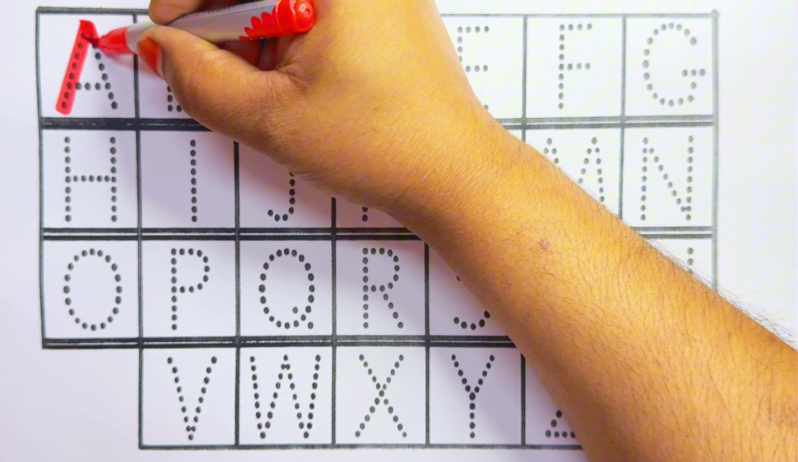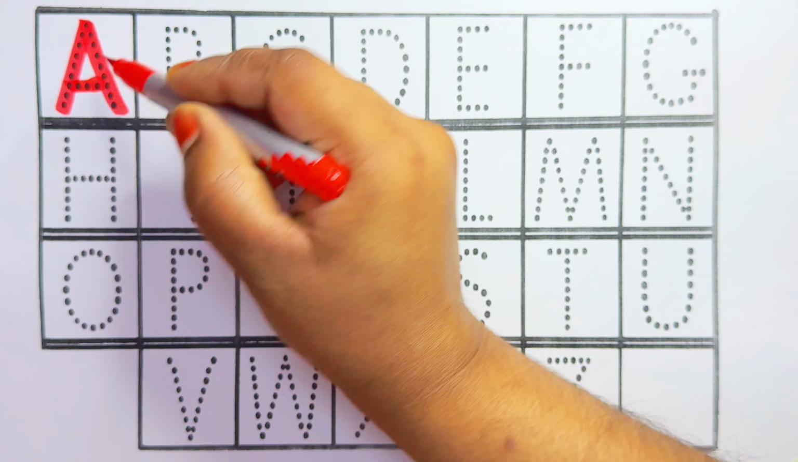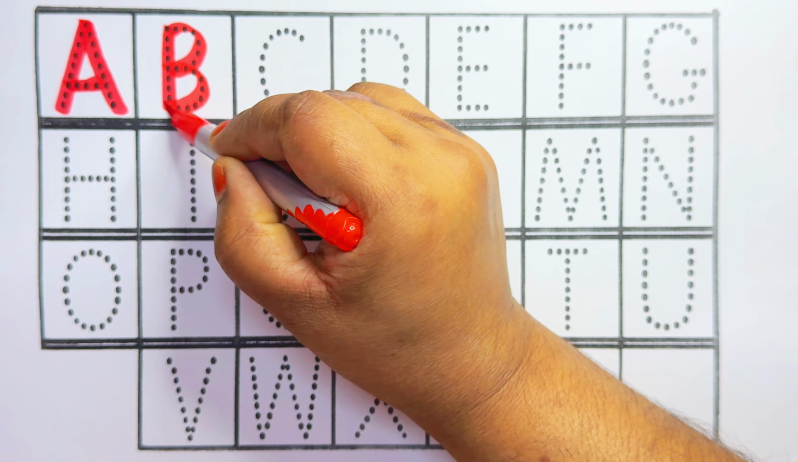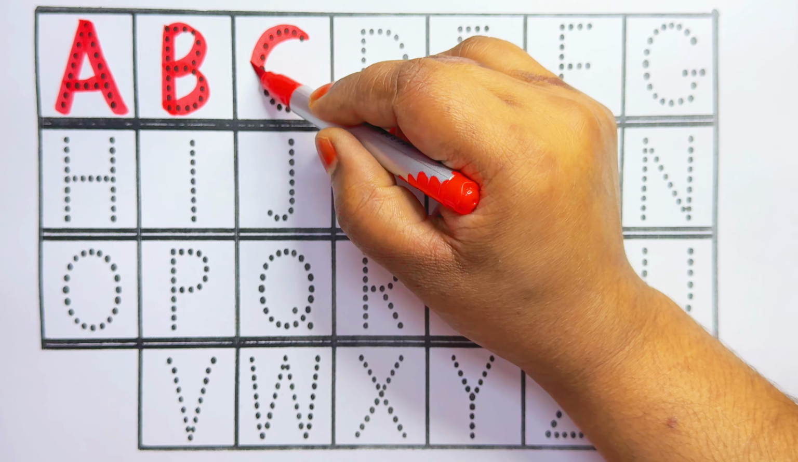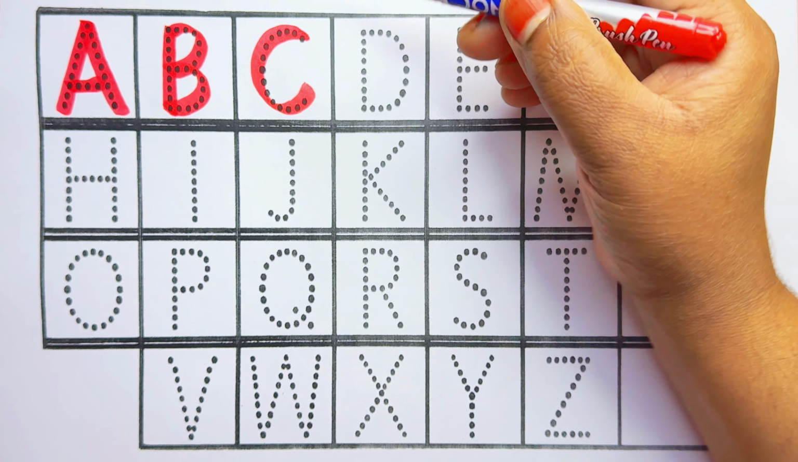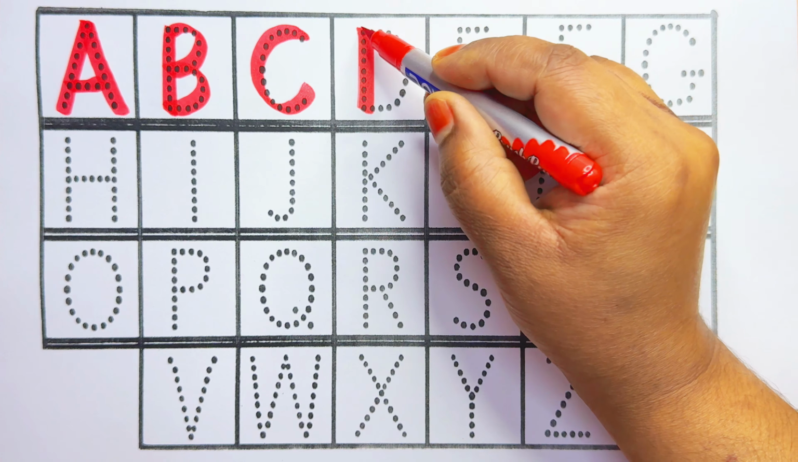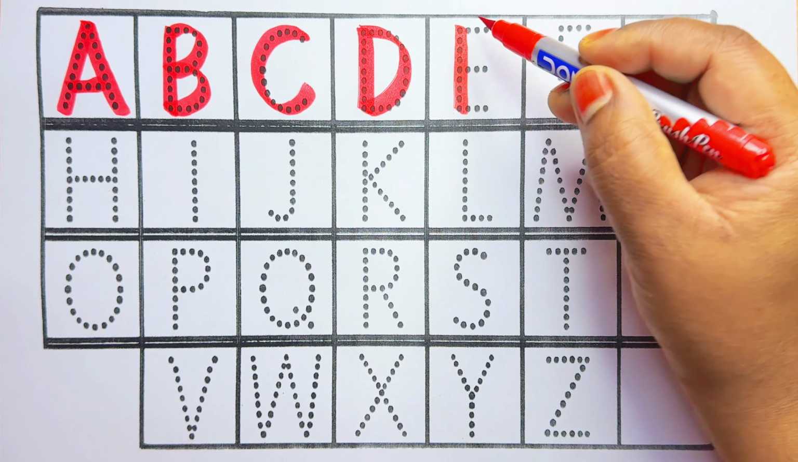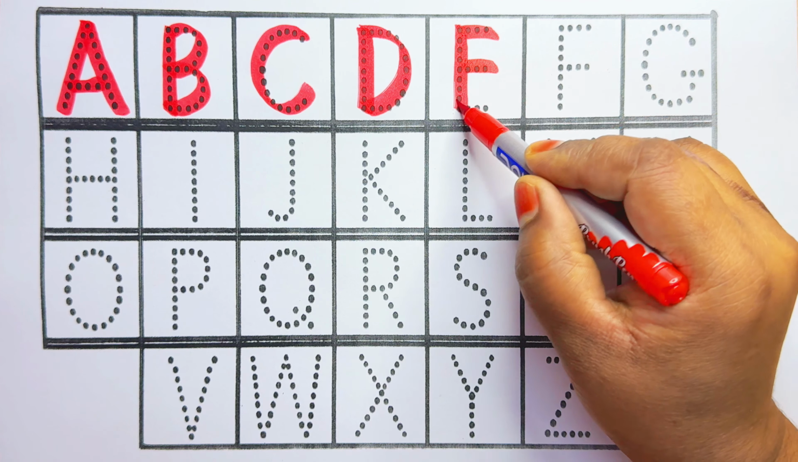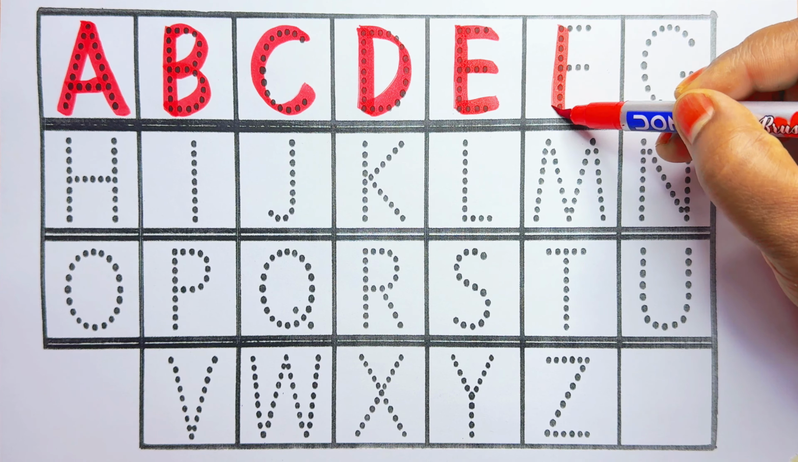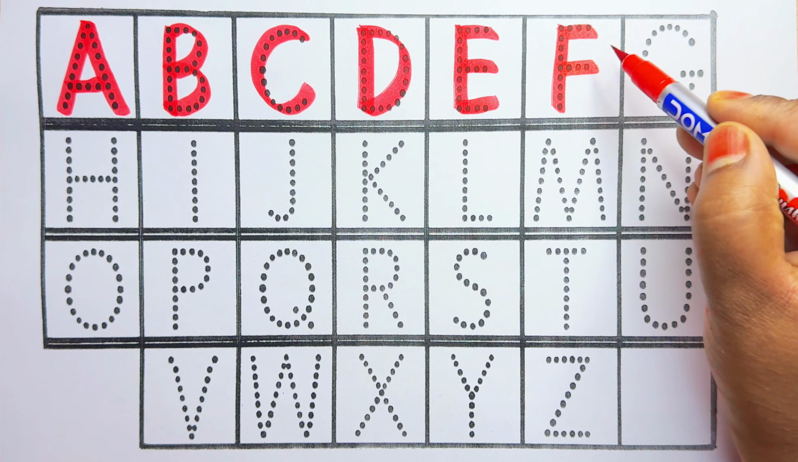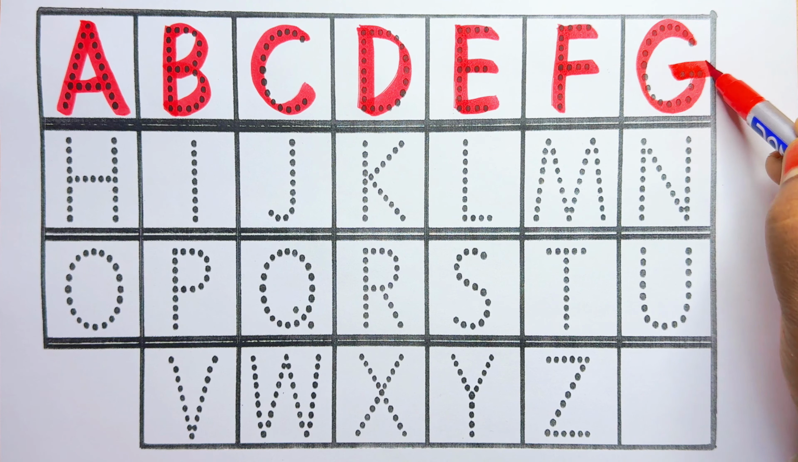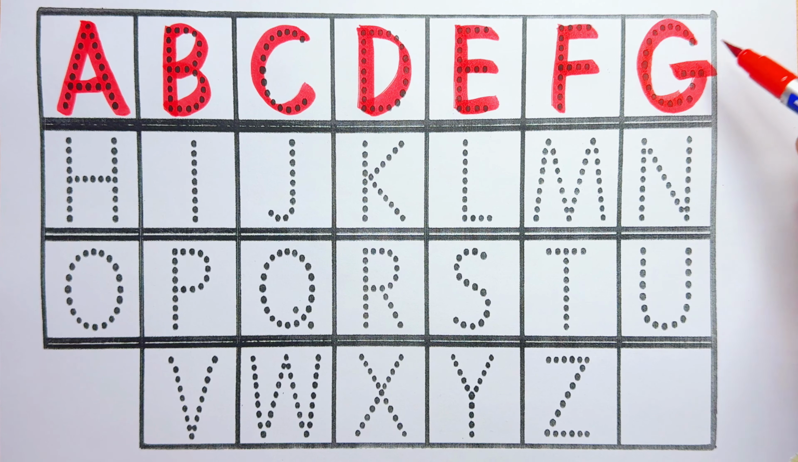A for aeroplane. B for basket. C for cherry. D for dolphin. E for earthquake. F for farmer. G for girl.